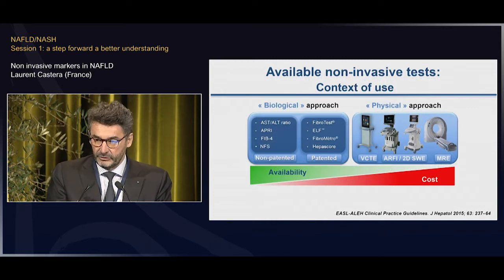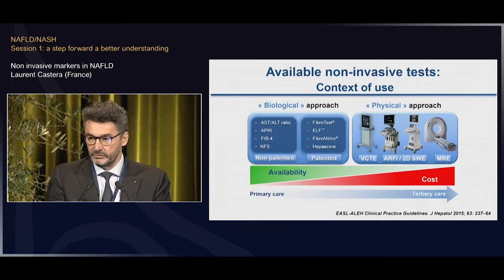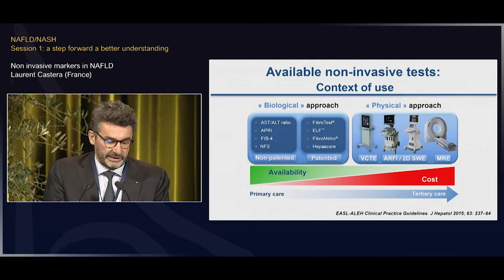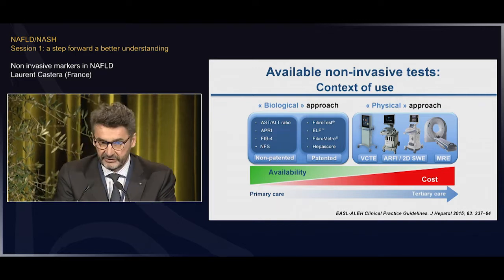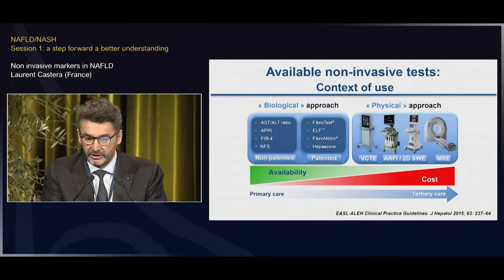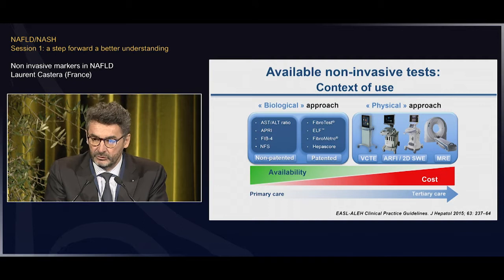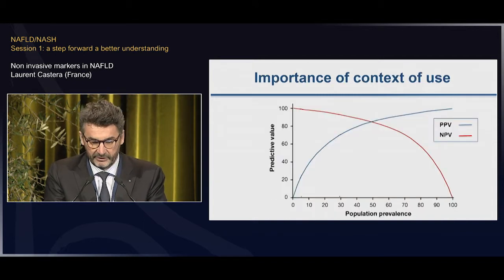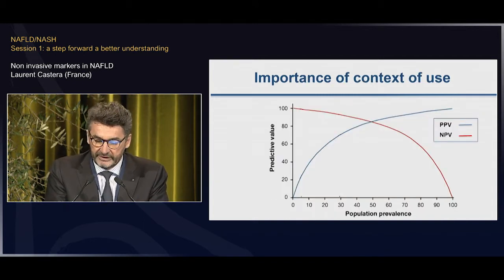Now, context of use. Again, if you want to screen patients in primary care, you're going to start with a serum score, not with MR elastography, which is more devoted to tertiary referral centers. Importance of context of use.